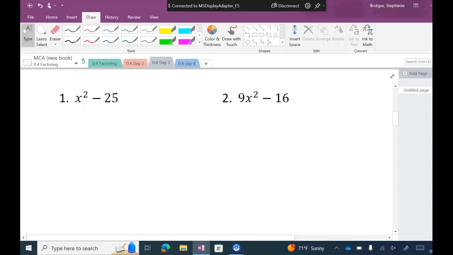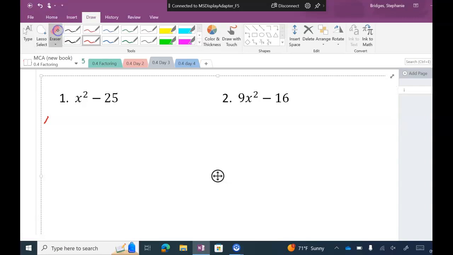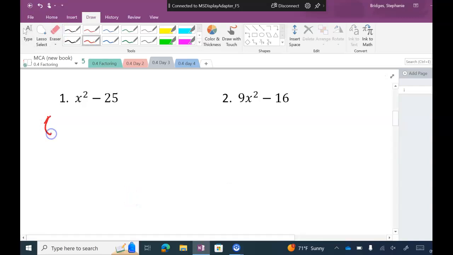So what we're going to do then is set up two parentheses. In the front of the parenthesis, we're going to put the square root of the first term. The first term is x squared. What is the square root of x squared? How do I split that into two equal parts? Just x and x, so that goes in the front.